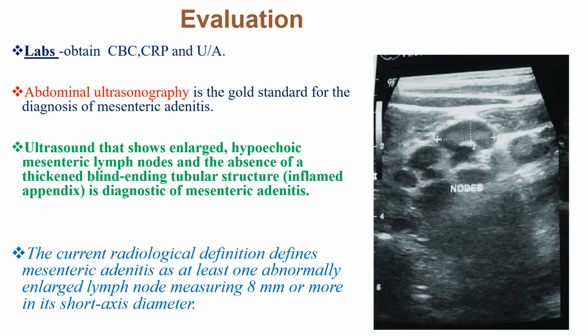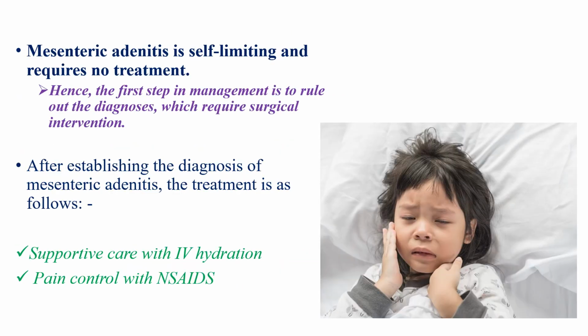The current radiological definition defines mesenteric adenitis as at least one abnormally enlarged lymph node measuring 8 mm or more in its short axis, or two or more enlarged lymph nodes measuring more than 5 mm. Mesenteric adenitis is self-limiting and it requires no treatment. Hence, the first step in management is to rule out diagnoses which require surgical intervention such as appendicitis and intussusception.